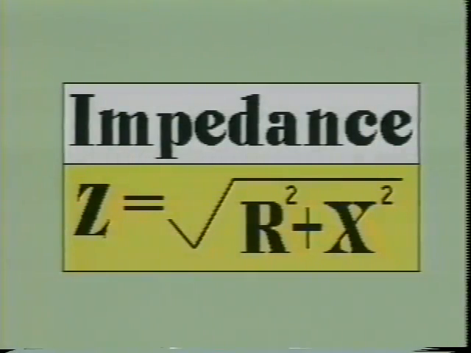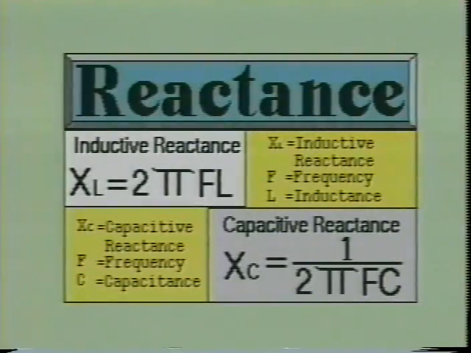Impedance is the total opposition that a circuit offers to the flow of alternating current at a given frequency. Impedance is measured in ohms and its symbol is the letter Z. Impedance is equal to the square root of the resistance squared plus the reactance squared for a typical series AC circuit. Reactance, as you will learn, is the opposition that a capacitor or inductor has in an AC circuit.